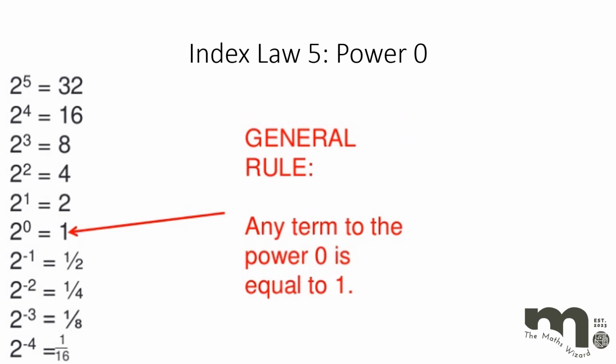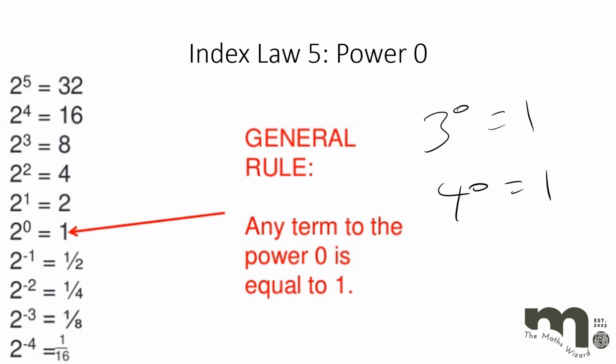And our final rule here, anything to the power 0 is always just 1. Okay, so 2 to the power 0 is 1, 3 to the power 0 is 1, 4 to the power 0 is 1, and you get the picture there.